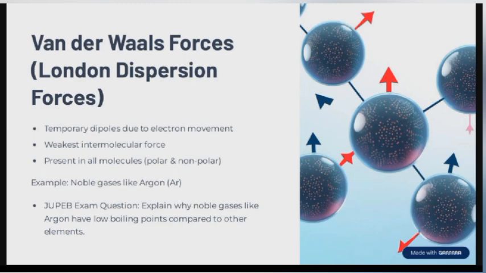So the key thing to take note of when you're talking about Van der Waals or London dispersion force is that it's a temporary dipole that occurs due to the movement of electrons. So what is this saying?